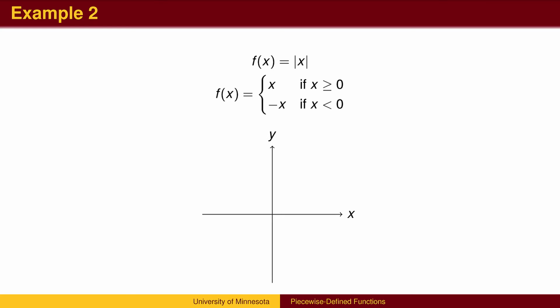Another example is the absolute value function, which is defined piecewise as follows. If x is positive, then don't do anything. The output is the same positive number as the input. If x is negative, then take the opposite of x, changing the output to a positive number.